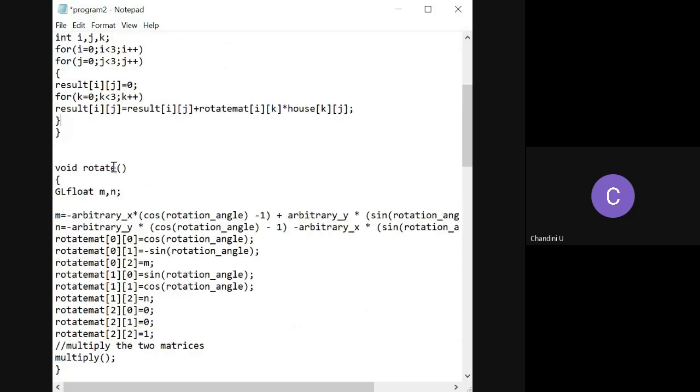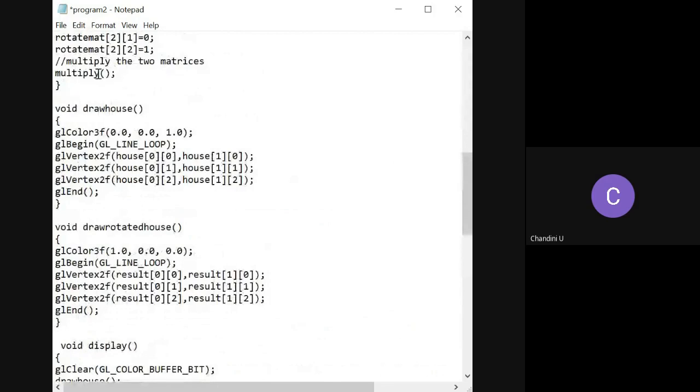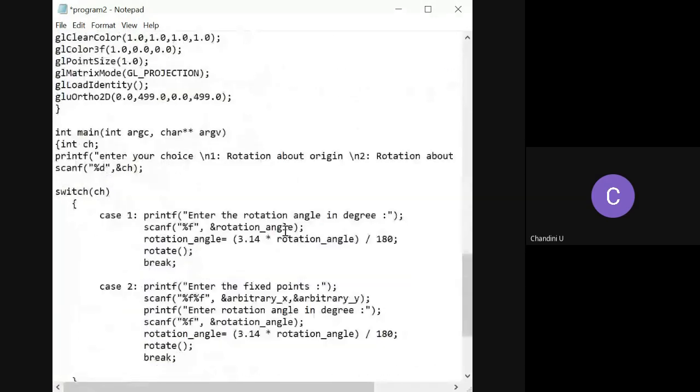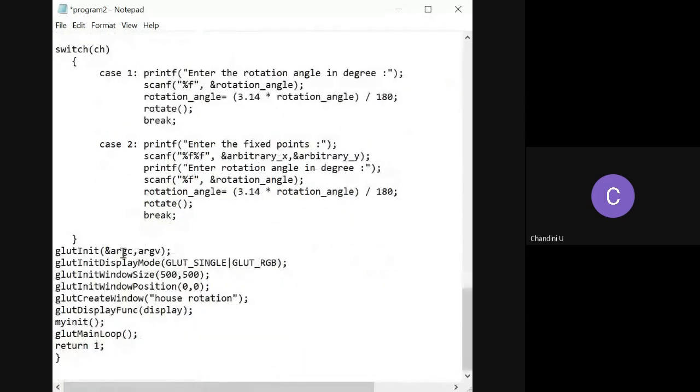All right. Now come back here. So the control returned back to here, and then from the rotate function, control returned back to the main function, and here there is a break. You go to this line. So in the initialization, you are about to invoke the OpenGL functions. Then set the display mode, set the window size and position, and then create the title for your display window, and then invoke the display function.